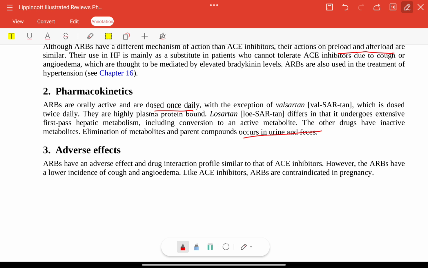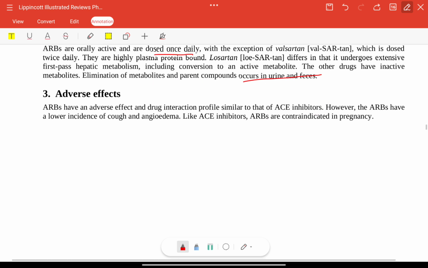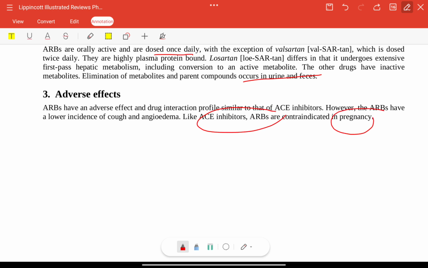Adverse effects: they have adverse effects similar to those of ACE inhibitors. And ACE inhibitors and ARBs both are contraindicated in pregnancy.